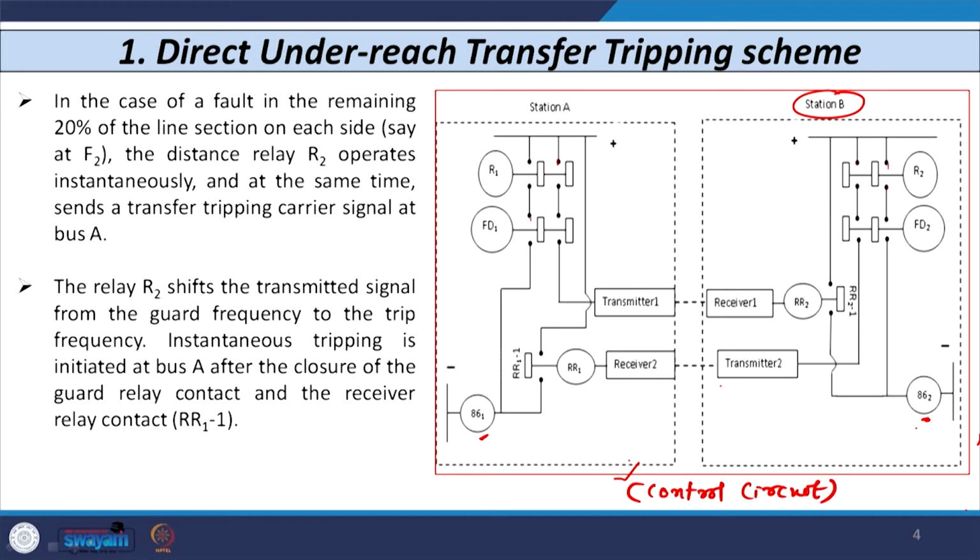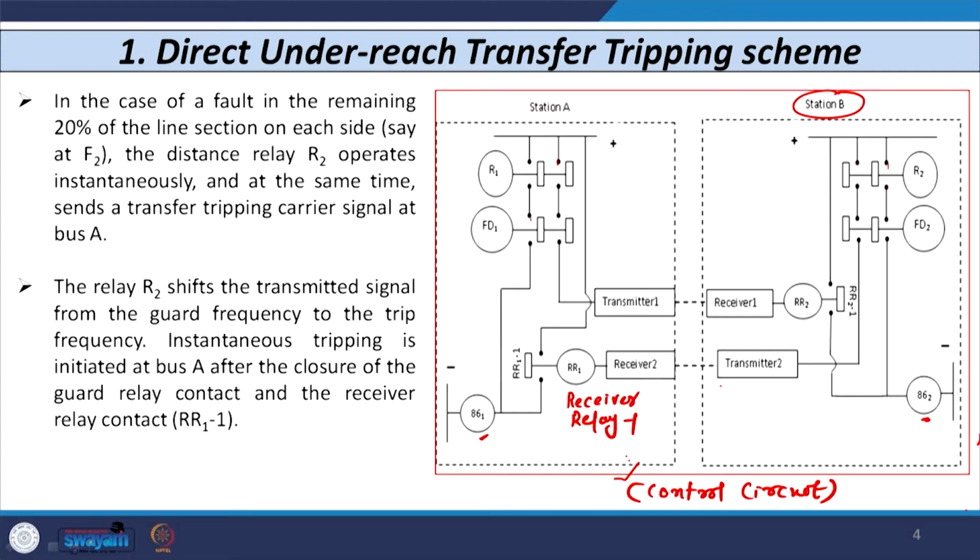At the same time, the relay R2 also gives the signal. From here you can see the signal is given through the transmitter. This transmitter transmits the signal to substation A. At substation A, receiver 2 receives the signal from substation B, and along with that we have connected RR1, which is known as the receiver relay 1.